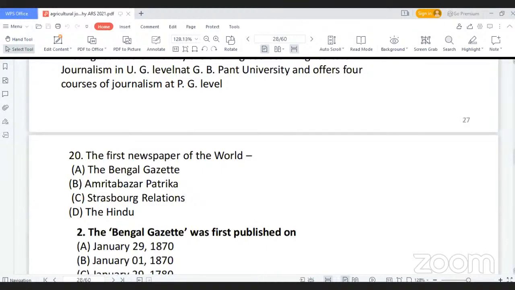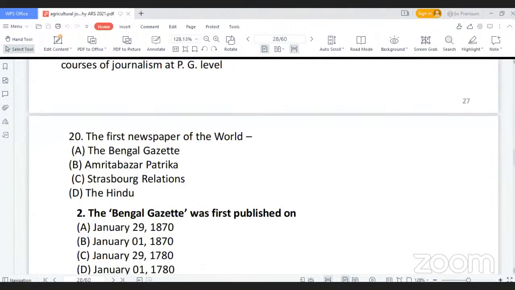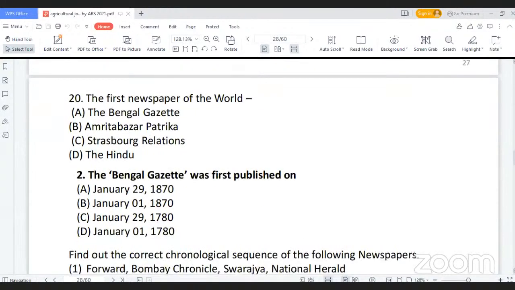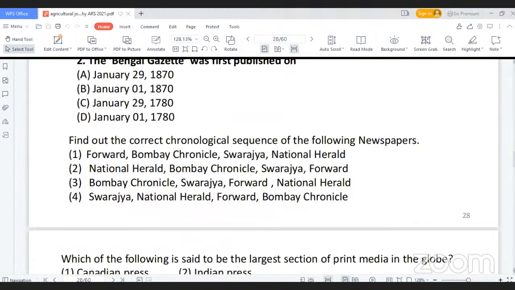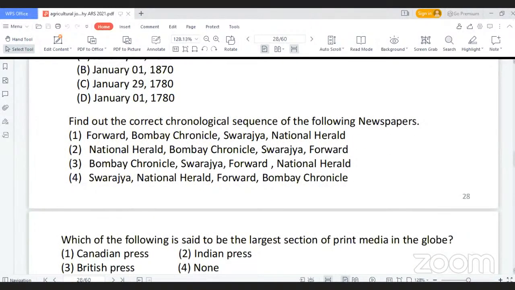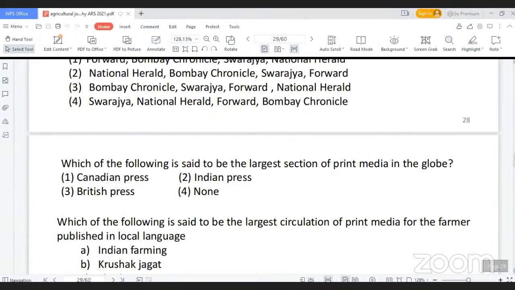The first newspaper of the world is the Strasbourg Relation, because the other three are in India: the Bengal Gazette, Amrita Bazar Patrika, and The Hindu. The Bengal Gazette was first published on January 29, 1780. They asked in UGC, and along these lines I will prepare two or three questions also. Find out the chronological order. This will be asked in your UGC NET, so no need to memorise.